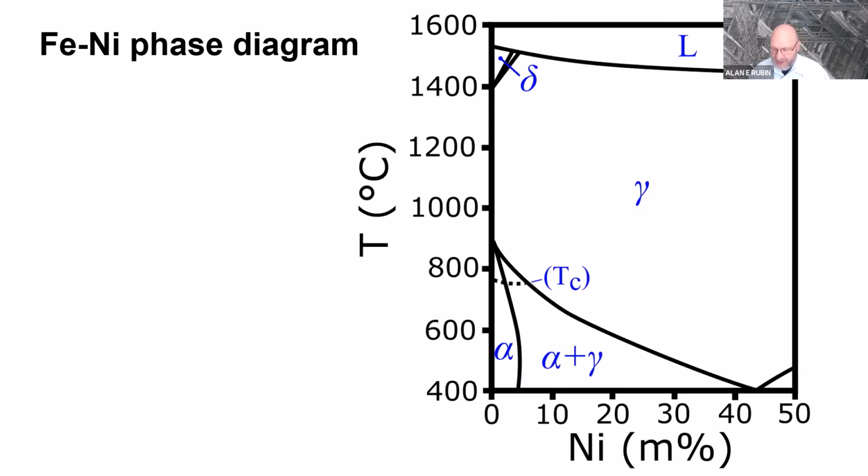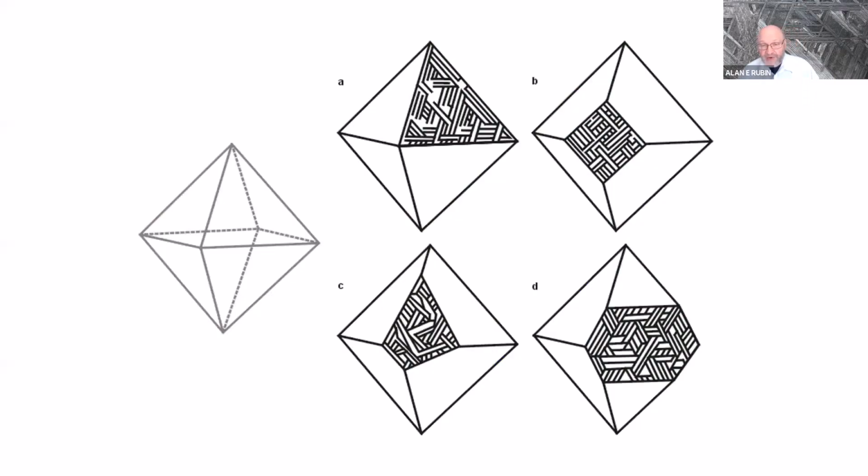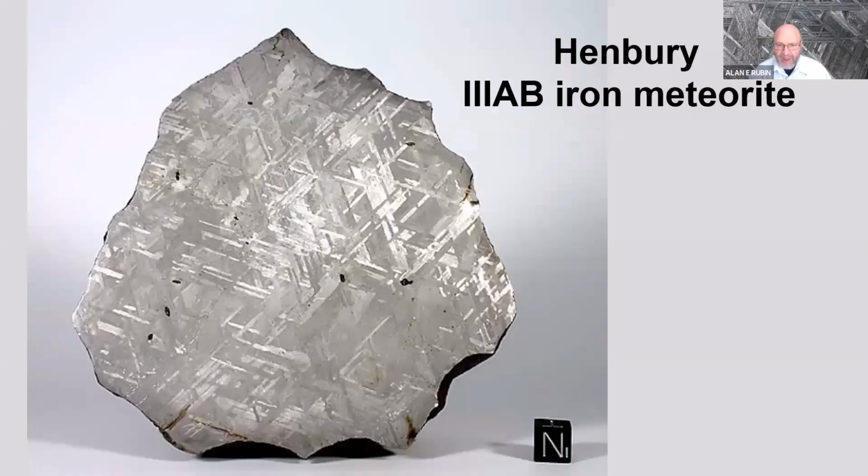And so kamacite and taenite will crystallize together as both become richer in nickel, as more and more of the low nickel phase kamacite precipitates from the original taenite crystal. We will get a Widmanstätten structure, as we see here. This is the subsolidus intergrowth of the two iron-nickel phases, the low nickel phase kamacite and the high nickel phase taenite. The kamacite grains occur parallel to the four sets of octahedral planes within the parent taenite crystal. And if we cut the octahedron at different faces, we will get different Widmanstätten patterns. Here's a picture of the Henbury IIIAB iron meteorite.